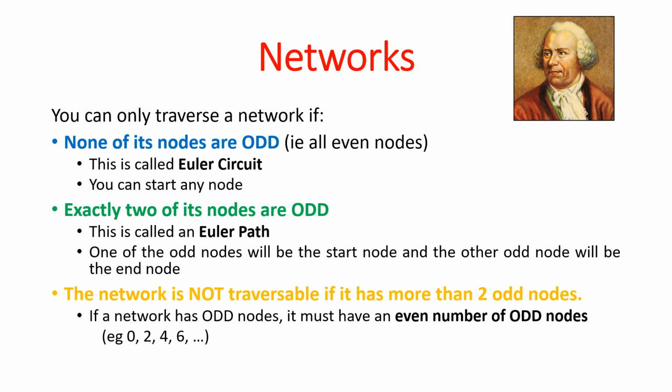So if it's got no odd nodes, it's traversable. If it's got exactly two odd nodes, it's traversable. But if it's got more than two odd nodes, it's not traversable. Now, mathematics has shown that if a network has odd nodes, it must have an even number of odd nodes. So it's either no odd nodes, two odd nodes, or four odd nodes, and so on. And anything greater than two odd nodes is not a traversable network.